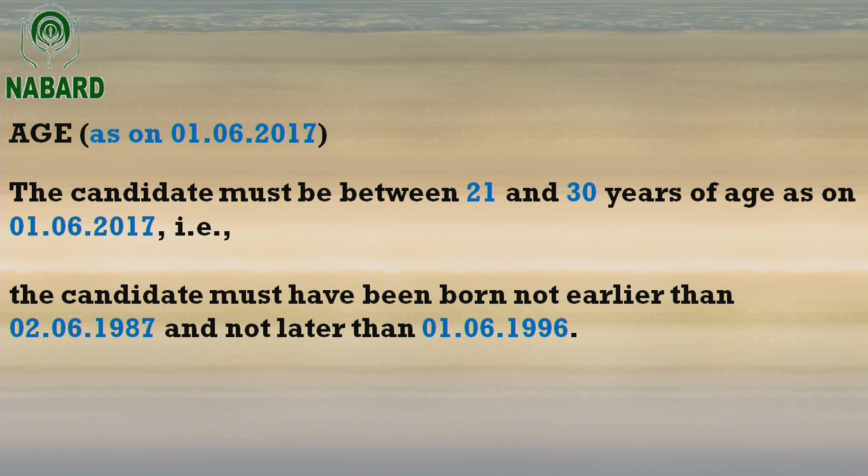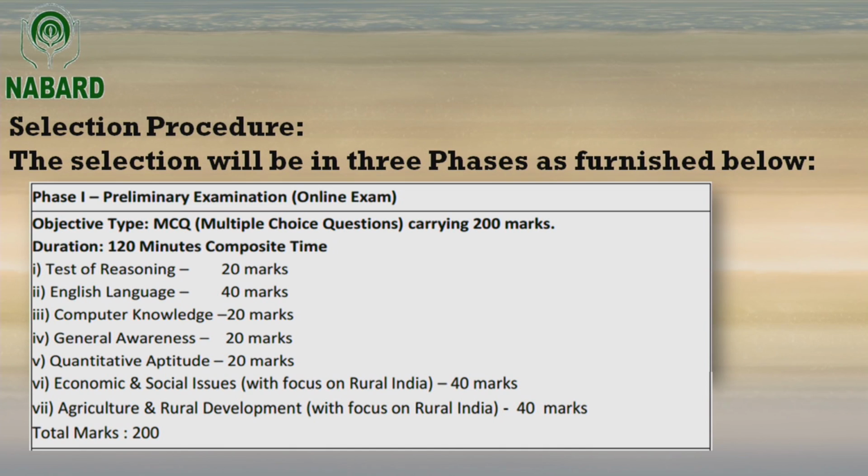Remember, it's a very important thing to be noticed and to be kept in mind for further information regarding filling the forms. Age limit is a very important criteria to be remembered. So let's move on to the next slide and let's know what we have. The next slide shows the selection procedure. The selection will be in 3 phases as furnished below.